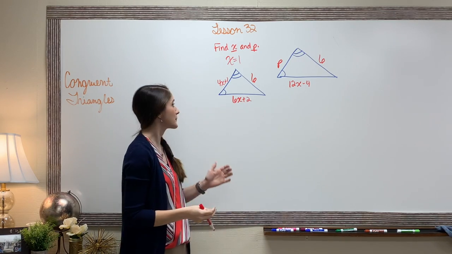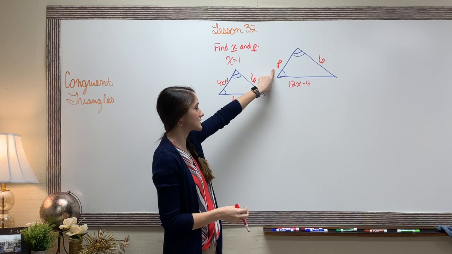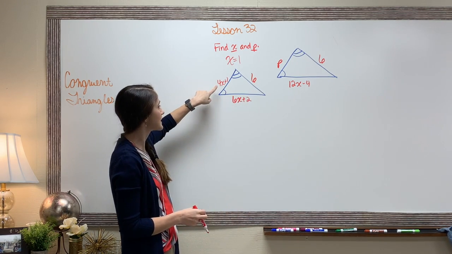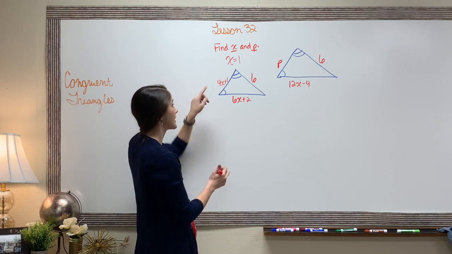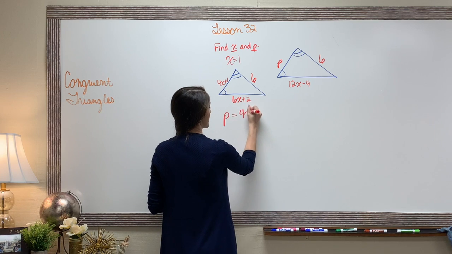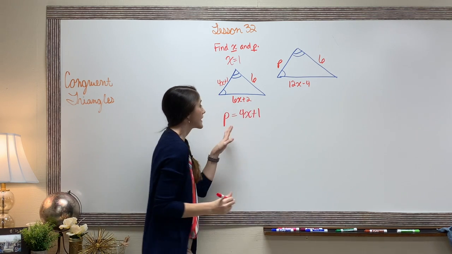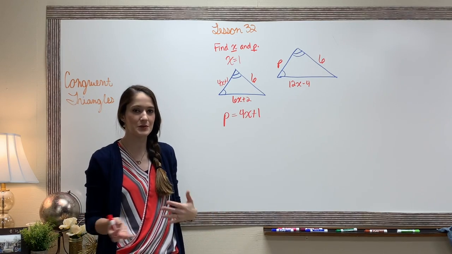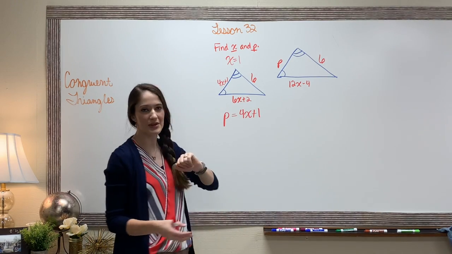Okay, and solving for P, I see that P is only listed once here, so I need to know what is its corresponding side. And its corresponding side is 4X plus 1. So I can set those equal to each other. So P equals 4X plus 1. Now, in normal circumstances, this would not work for us because if I have two unknowns, I can't solve and find out what P is.